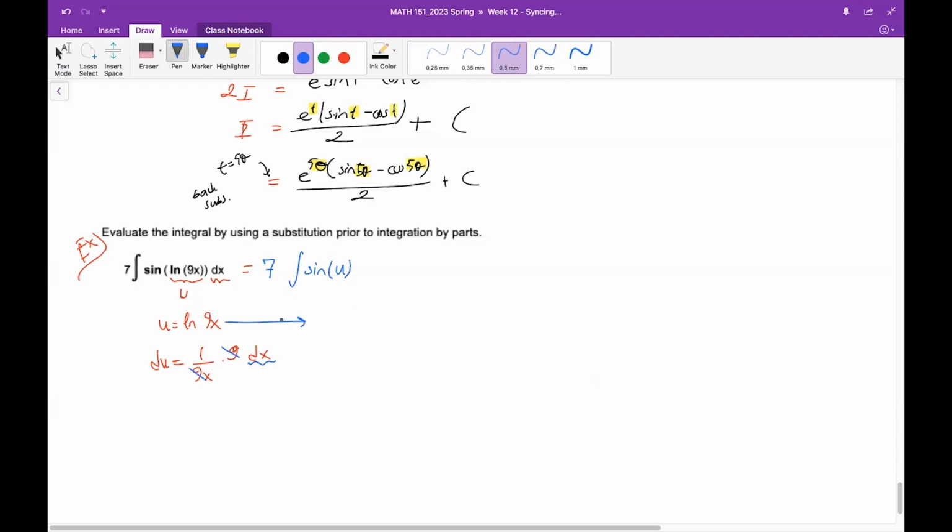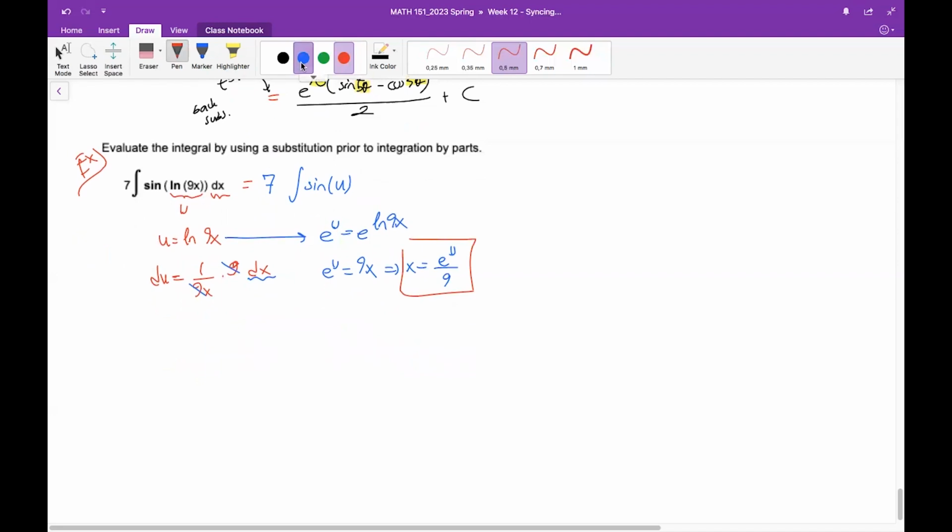If you take the exponential of both sides of this line, what you have is this one. So e to the power ln of something. You know, e and ln are inverse functions so that they will neutralize each other. Then what we have here is e to the power u. On the right side, we just have 9x. This is how you can obtain an expression for x depending on u. x is e to the power u divided by 9.